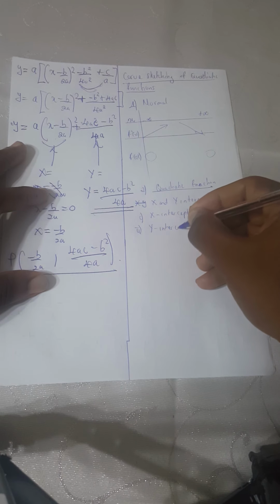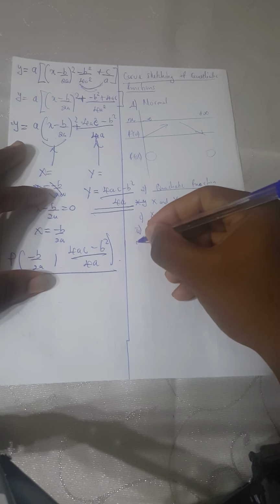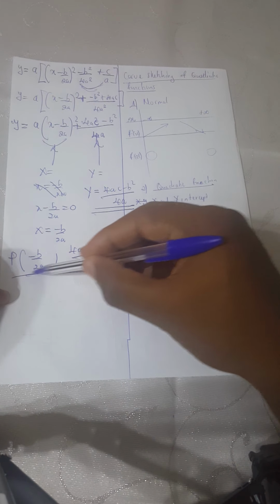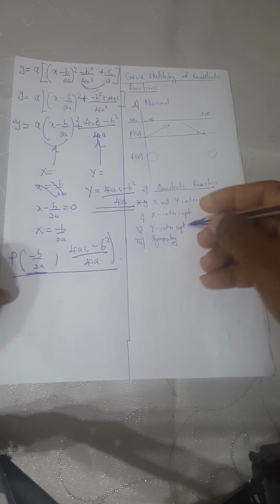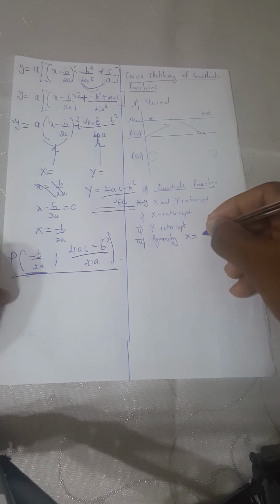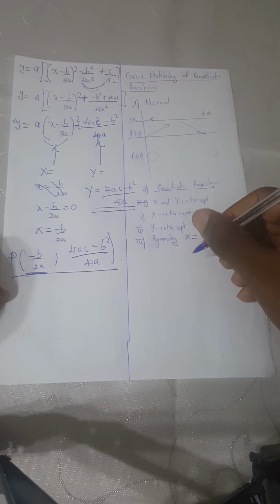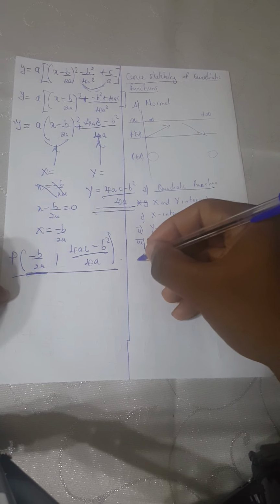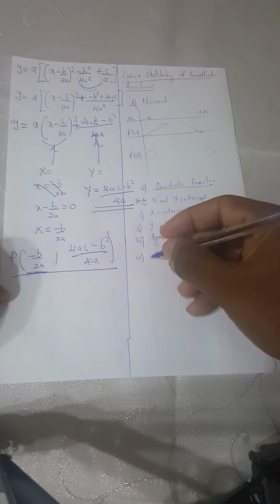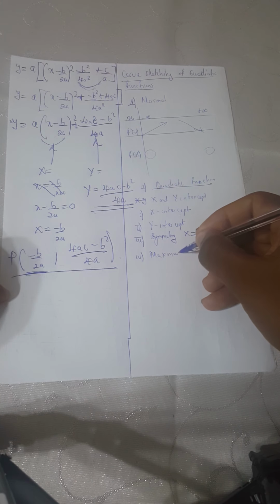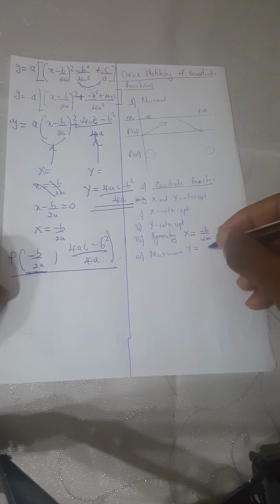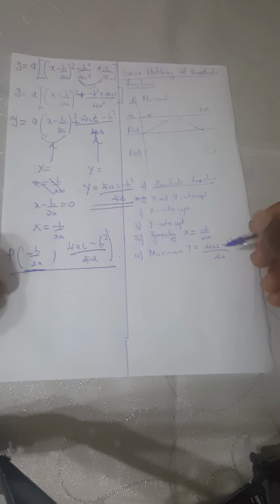After the y-intercept, in the second method, we are required to find the third part, the symmetry of the curve. The symmetry of the curve is given by x equals negative b all over 2a. After finding the symmetry of the curve, we find the last one, the maximum y point. The maximum y point will be given as 4ac minus b squared all over 4a. So all these are required for you to draw a curve.